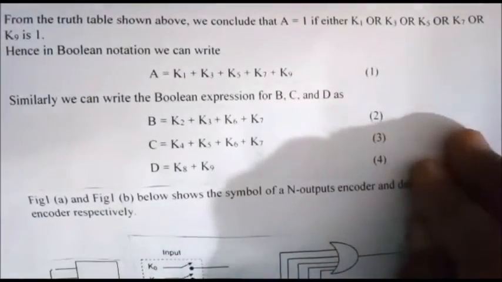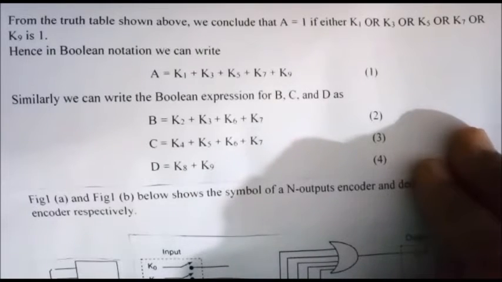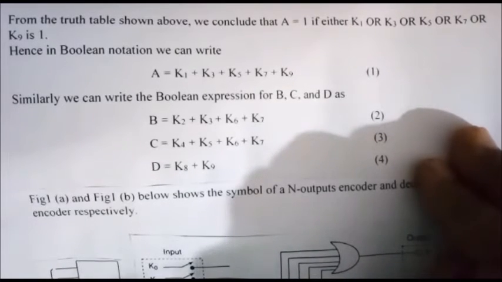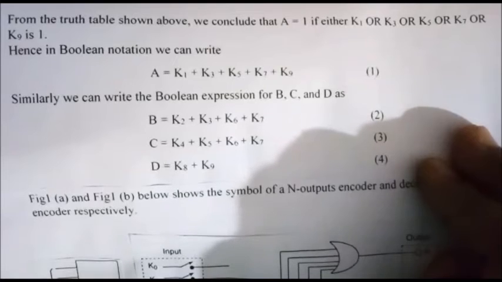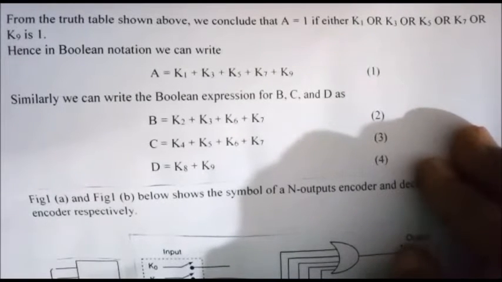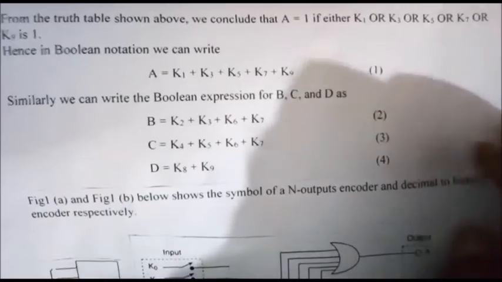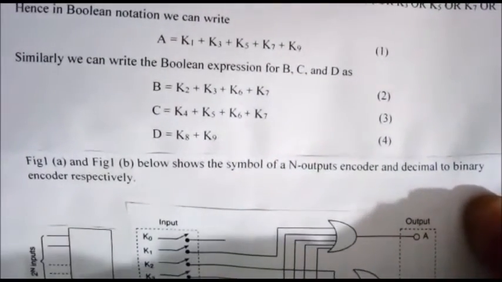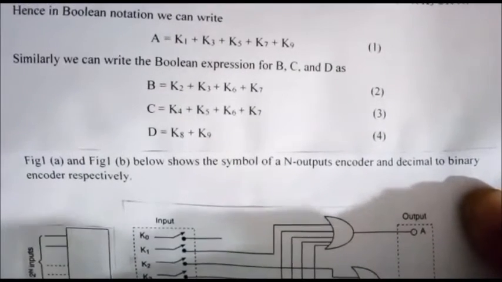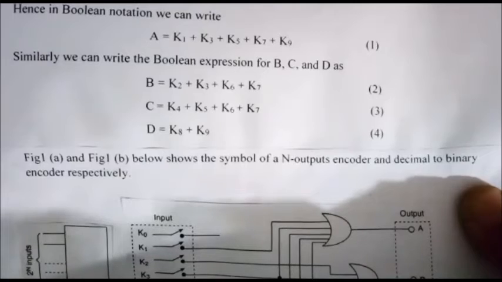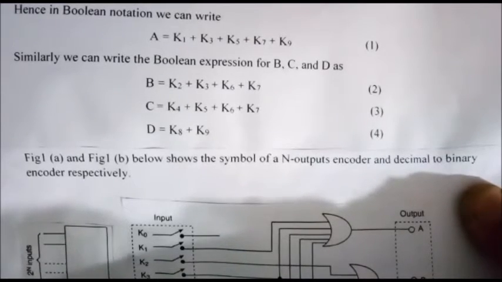So A is equal to K1 plus K3 plus K5 plus K7 plus K9, which is actually read as K1 or K3 or K5 or K7 or K9. Similarly for B, this is equal to K2 plus K3 plus K6 plus K7, and C is equal to K4 plus K5 plus K6 plus K7. And lastly, D is equal to K8 plus K9. So in this way, we have got the Boolean expressions for the outputs A, B, C and D.